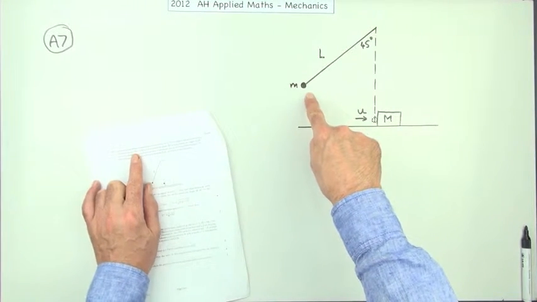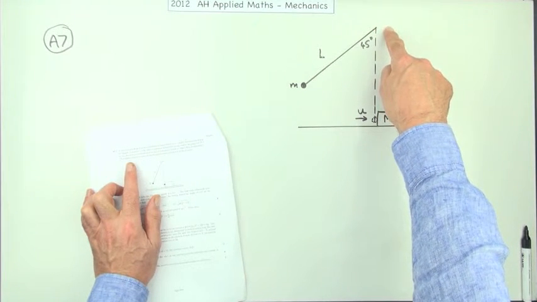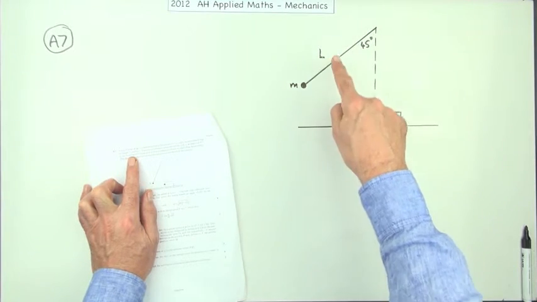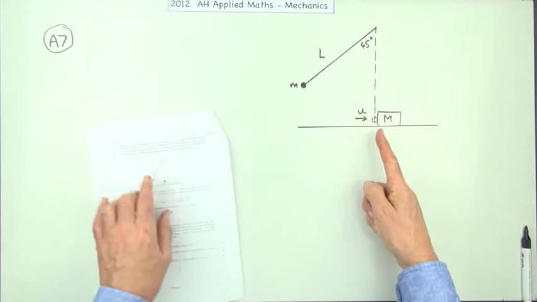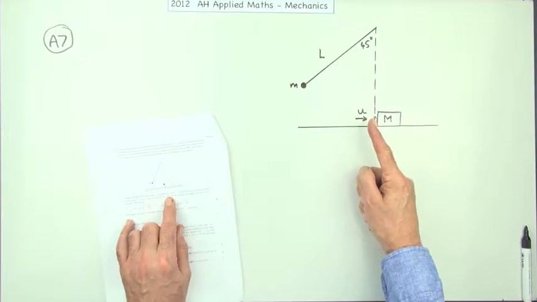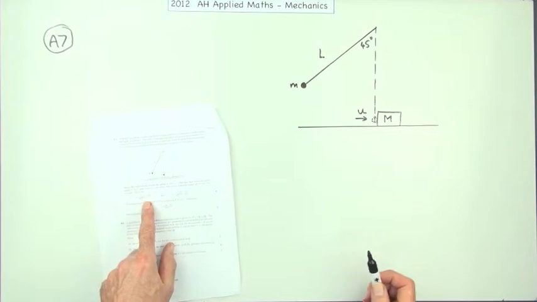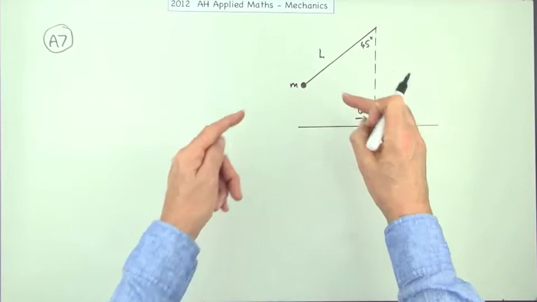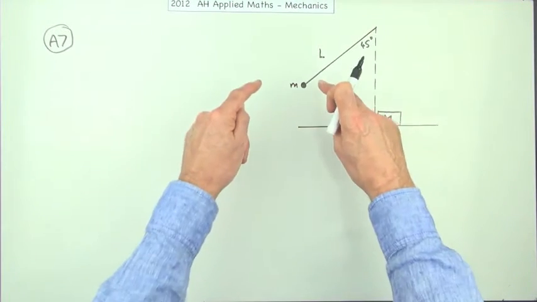A ball of mass m kilograms is suspended from a fixed point by an inextensible light string, no significant mass, of length L. It makes an angle of 45 degrees, and when it hits this block, it's travelling at a speed of u meters per second. So the first thing is, show that u is equal to this expression here. Well, that will be conservation of energy.